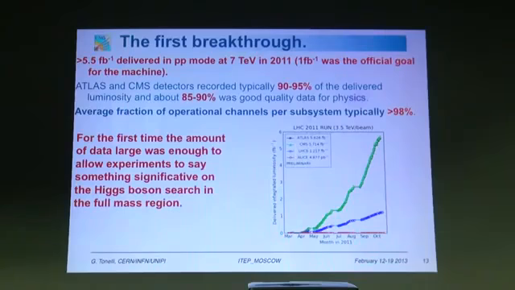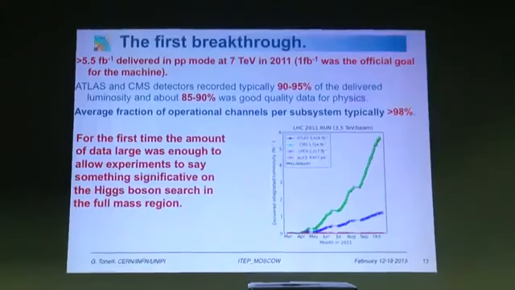The first breakthrough came up in 2011, at the end of 2011. And the reason for this breakthrough is very simple, because basically we had been promised by the machine people that in 2011 they would deliver 1 inverse femtobarn, but in practice they delivered close to 6. So this was really the major breakthrough. With 1 inverse femtobarn, we would not be in a position to say anything on the standard model. With 5 or 6, we enter the discovery territory.